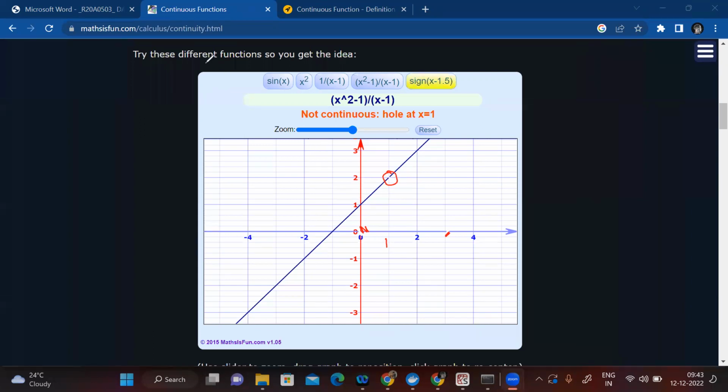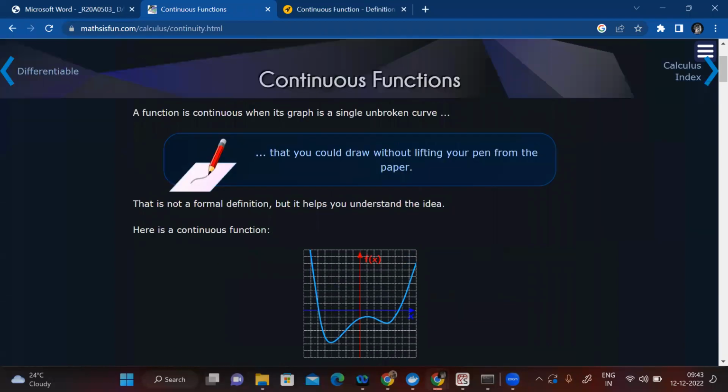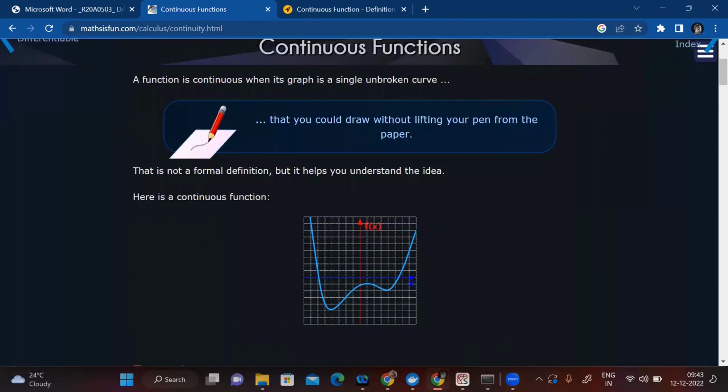Similarly, you can take this example. This is again not an example of a continuous function because there is a jump at x equal to 1.5. So this is the idea. Basically, in simple terms, a continuous function is one where, if you are plotting it, there will be no jump. There will be a single unbroken curve.